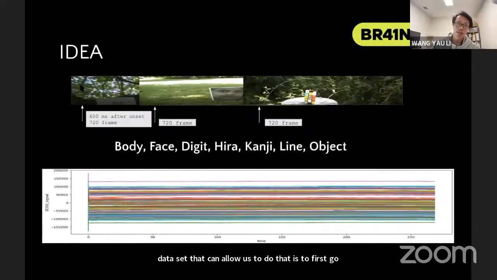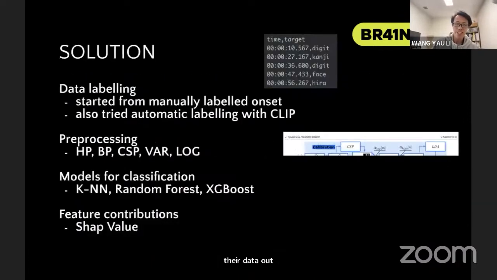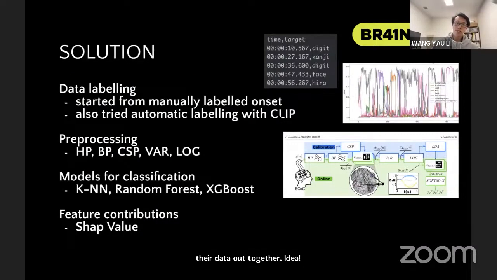So we extracted the frames of the videos, and then from the onset of a particular target being presented, we extract the 600 milliseconds after the onset, which corresponds to around 720 frames. And then basically for each of the targets, we have 700 or so frames. That would be the entire sample for us to classify that particular class. And we also plotted the data to get a rough idea, but that didn't give us a lot of insights. So in terms of the solutions, we basically follow these four steps for our pipeline.